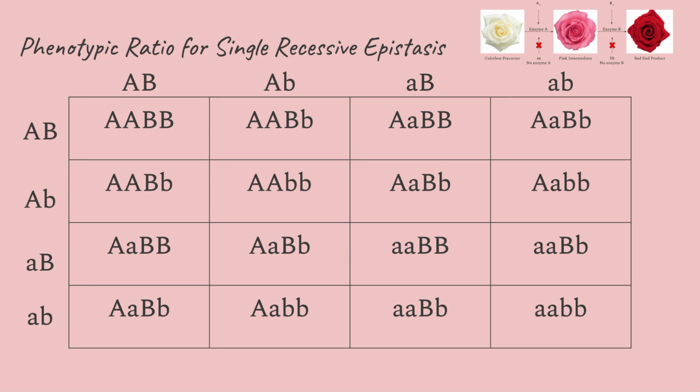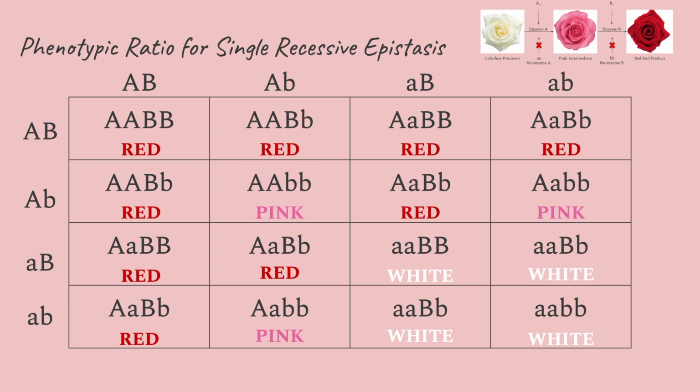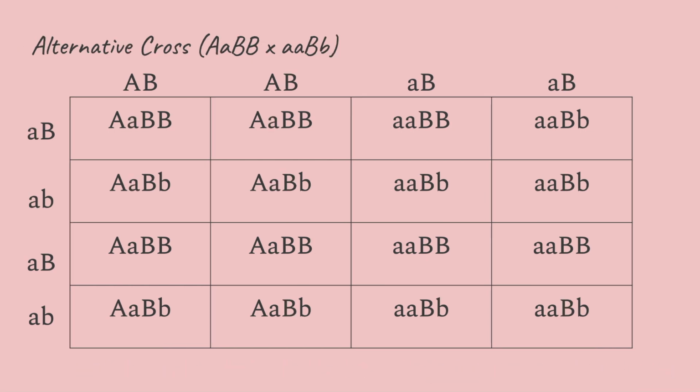Looking at our pathway and the different genotypes in the Punnett square, we can see that there are 4 genotypes that result in our white or colorless precursor, 3 that show our pink intermediate phenotype, and 9 that express our red end product. This creates our 9:3:4 phenotypic ratio.